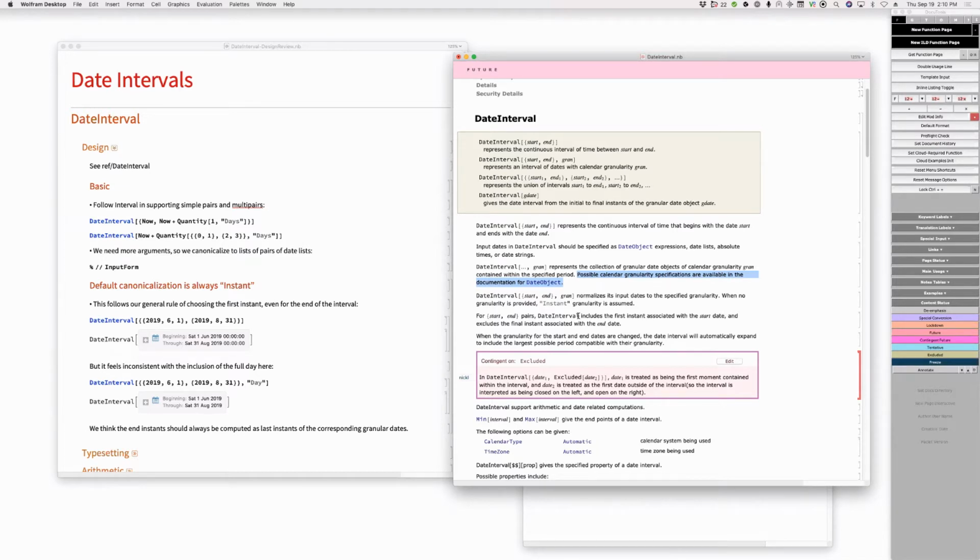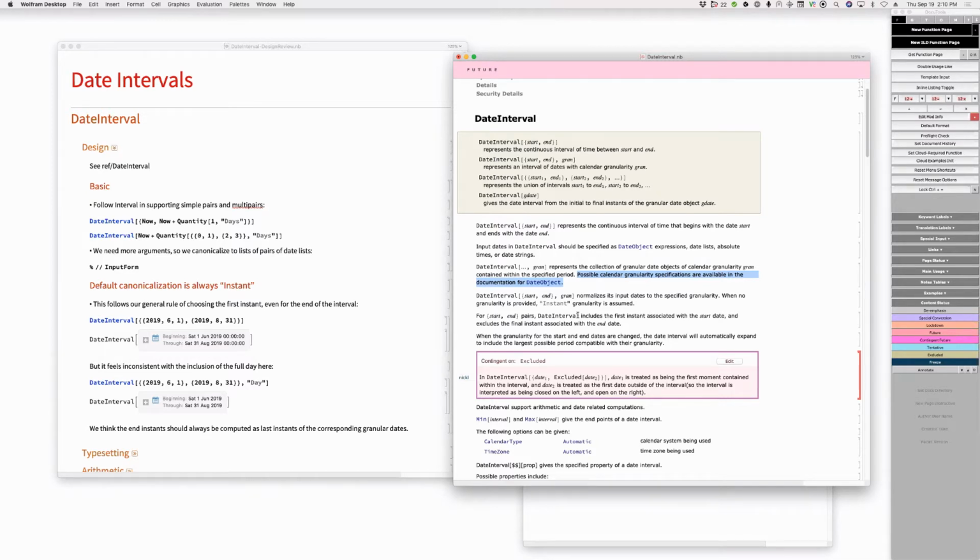And the granularity. So the start and end dates can have their own granularities, right? They can have their own granularities as input, but the date interval itself has a canonical granularity. It's either all instants between those endpoints, or it can be canonicalized as all days between them. You can have a start point that is an instant and an endpoint that's a day, and we canonicalize those to the representation of the interval's granularity.